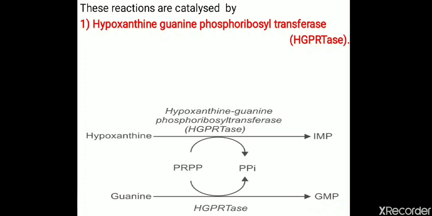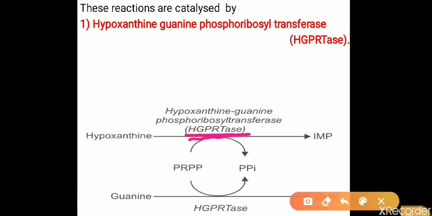And both these reactions are mediated by the same enzyme, that is HGPRTase, because they transfer ribose 5-phosphate from PRPP to hypoxanthine, also to the guanine. So this enzyme is very important, because the complete deficiency of this enzyme results in a clinical condition which is known as Lesch-Nyhan syndrome.